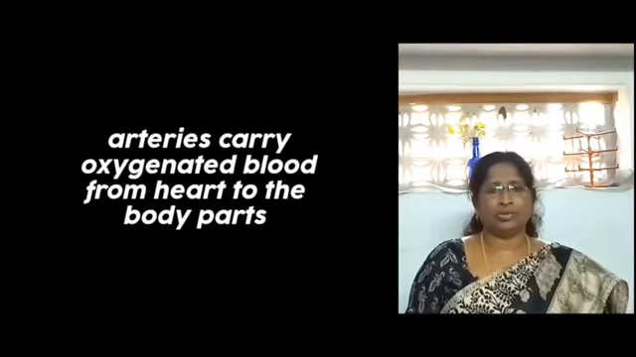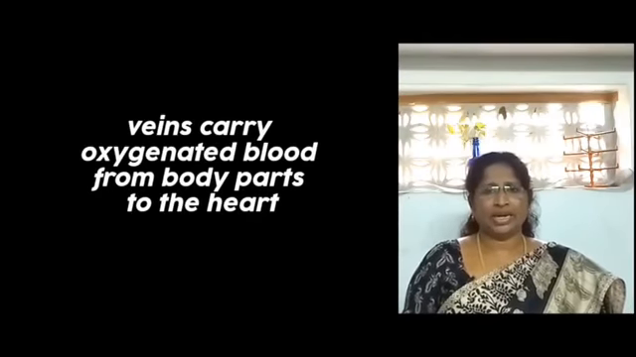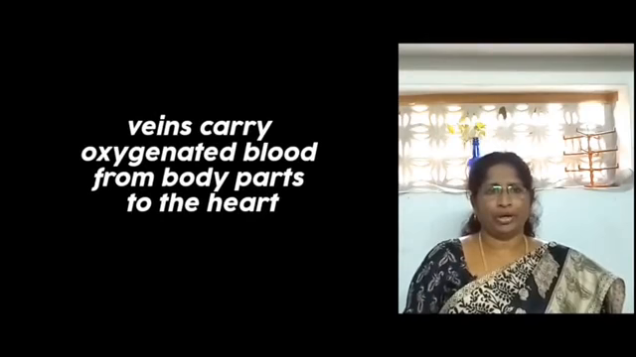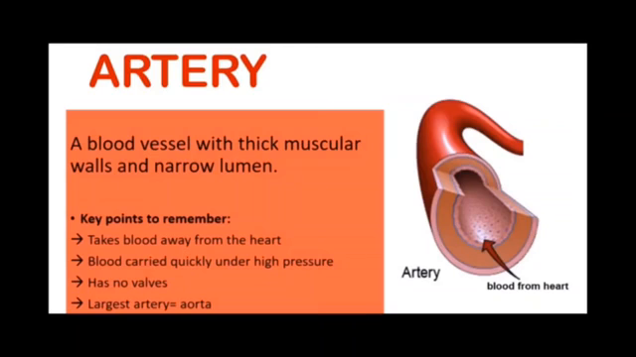Arteries carry oxygenated blood from the heart to the body parts, whereas veins carry deoxygenated blood from body organs to the heart. Arteries have the smallest lumen. The walls of the arteries are very thick and can retain their shape when blood is absent. They maintain the direction of blood flow from the heart to the organs. Arteries are deeply seated in our body. Valves are absent in arteries.